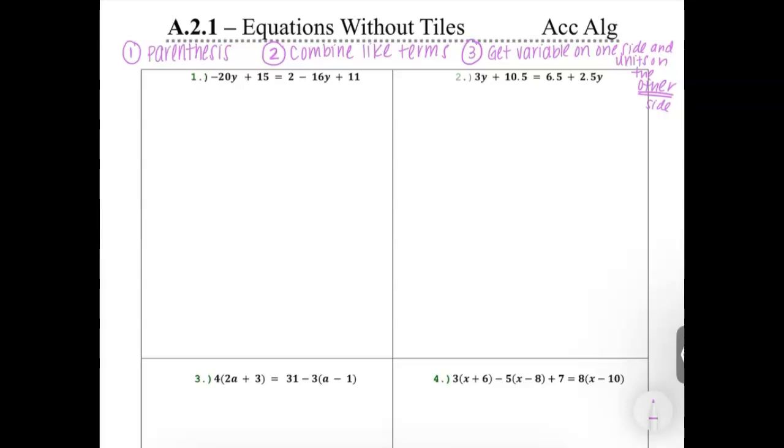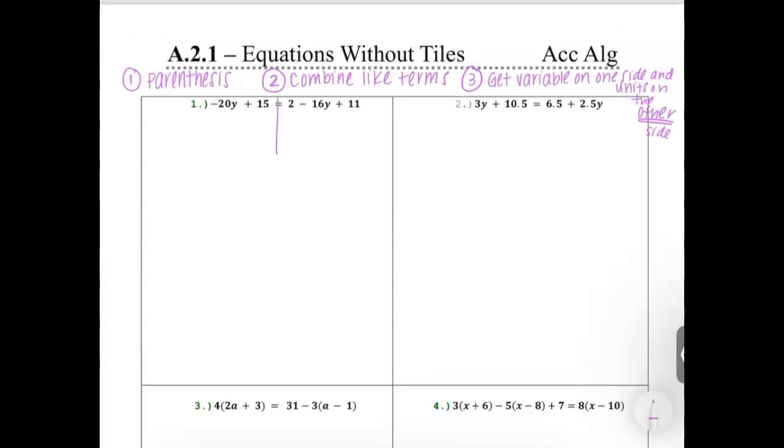So as we take a look at number one, I always like to split up my equal sign so we have the left side of the mat, the right side of the mat. There are no parentheses to take care of, so I'm going to skip to step 2 and say, do we have any like terms to combine?